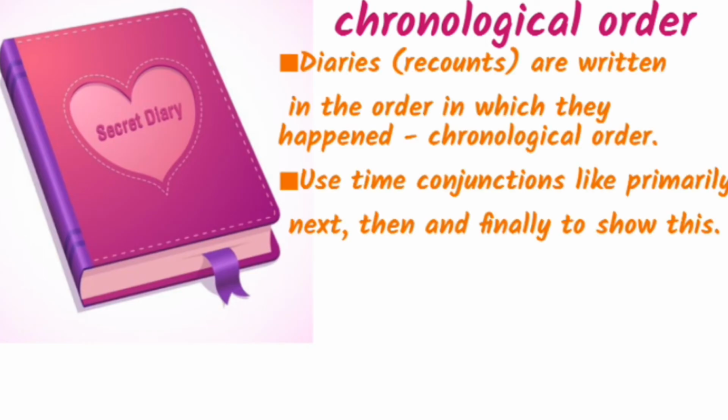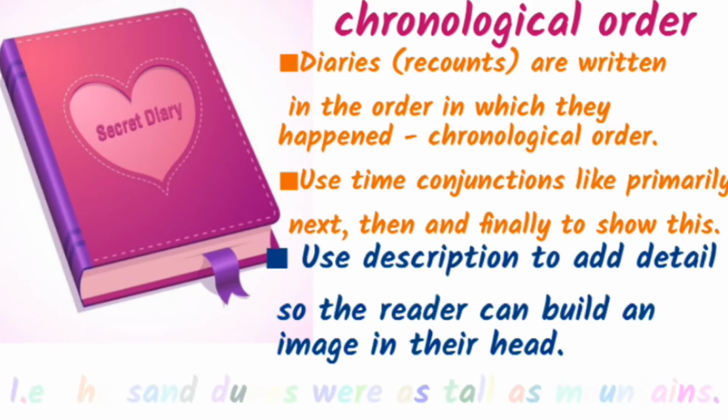Let us look at chronological order. Diaries or recounts are written in the order in which they happened. Chronological order. Use time conjunctions like firstly, next, then, and finally to show this. I hope you understand this. This is just a way of showing what happened first, what happened next, and what happened after the other. So make sure that your events are being brought out in the order they appeared.